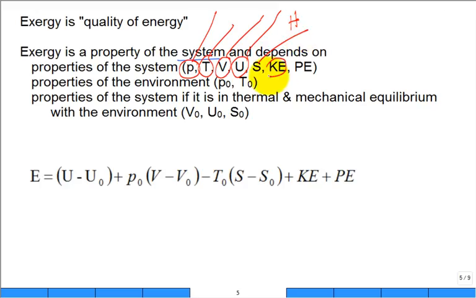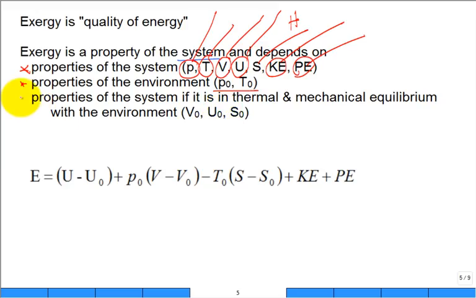Then we have Ke and Pe. What is Ke of our system? It's the kinetic energy of the system. And what is Pe? Gravitational potential energy of our system. Okay. It's not only a property of all of these of the system, it's also a property of the environment. What is P naught, T naught? We just talked about it. When you put a subscript on that P, it doesn't mean the pressure of the system. It means the pressure of the environment, the local environment around that system, which is typically 1 atm. How about T naught? Same thing. It's the temperature of the environment.